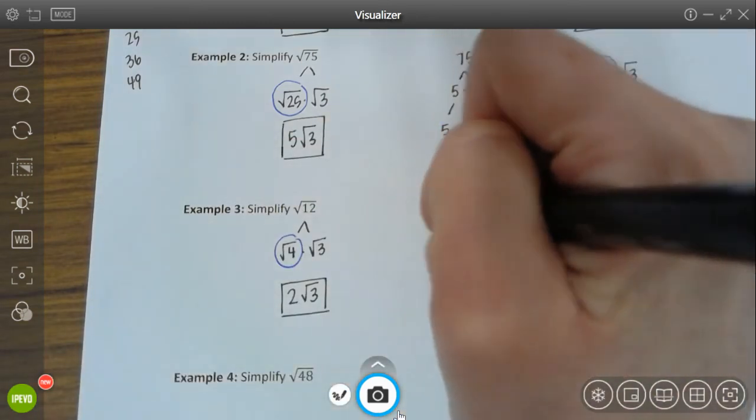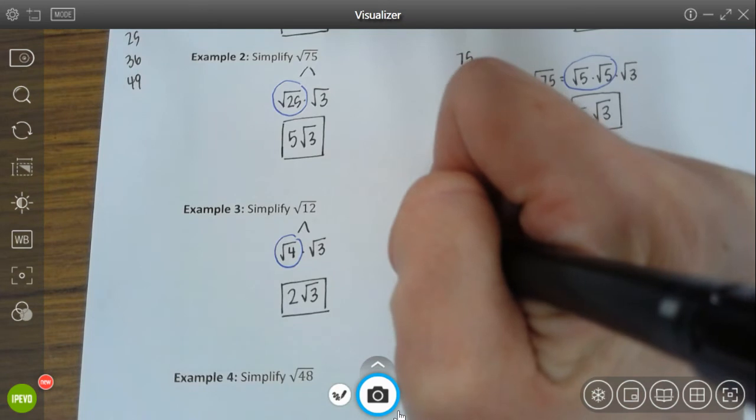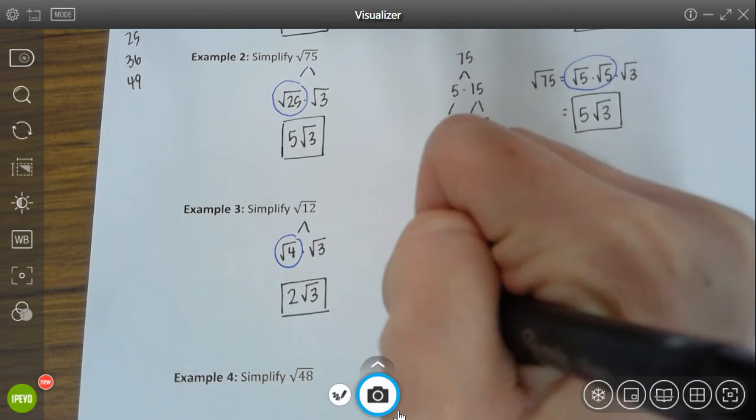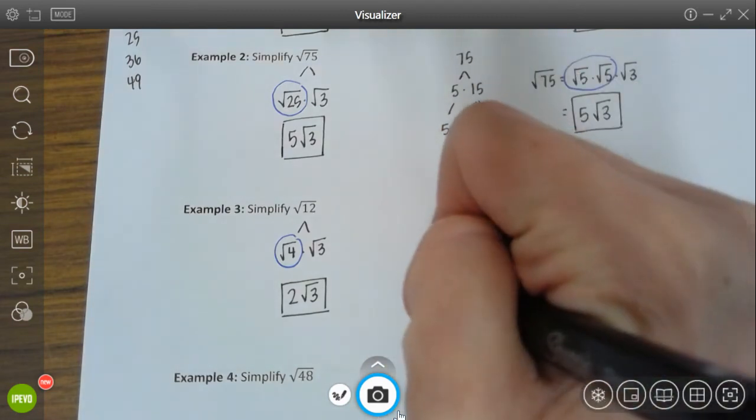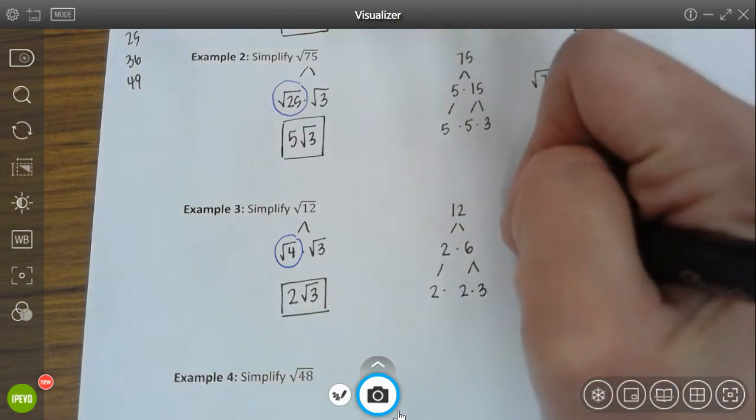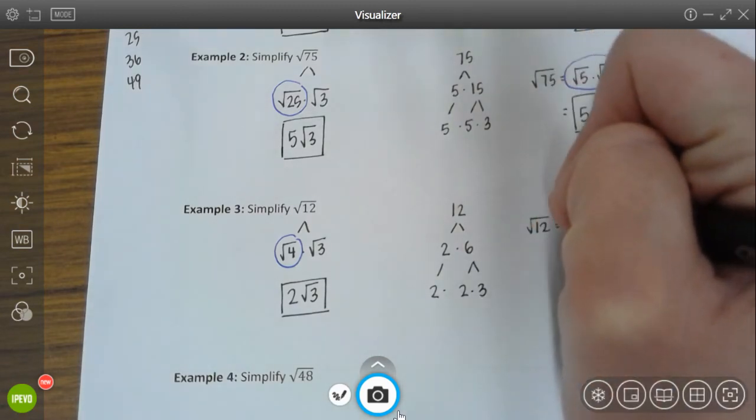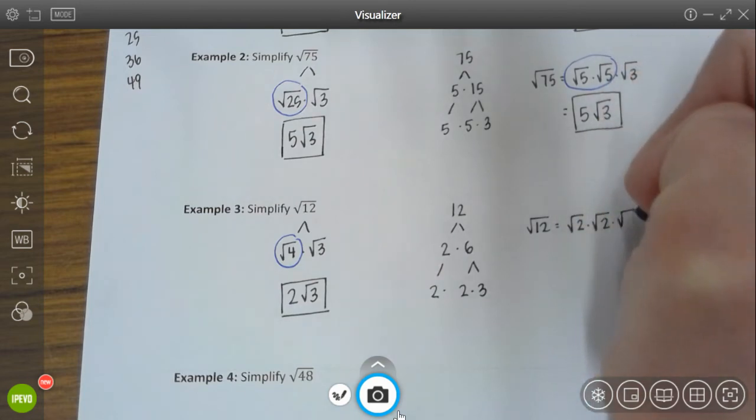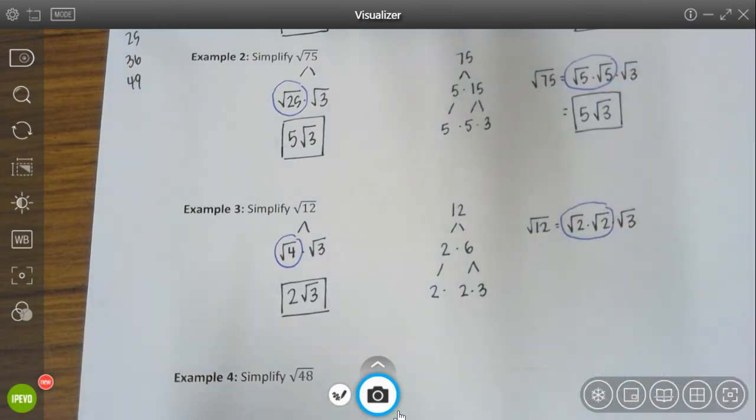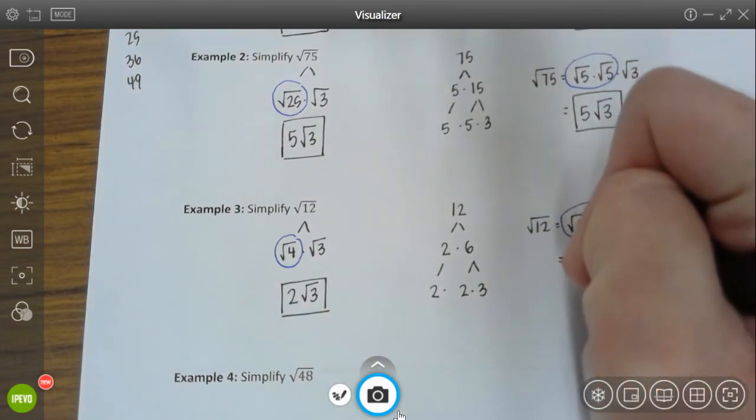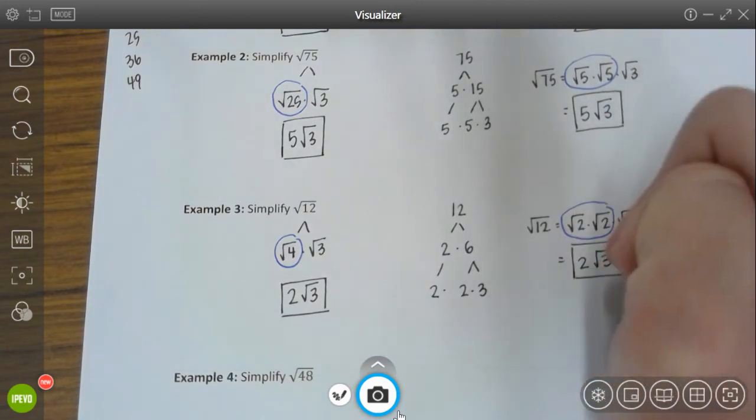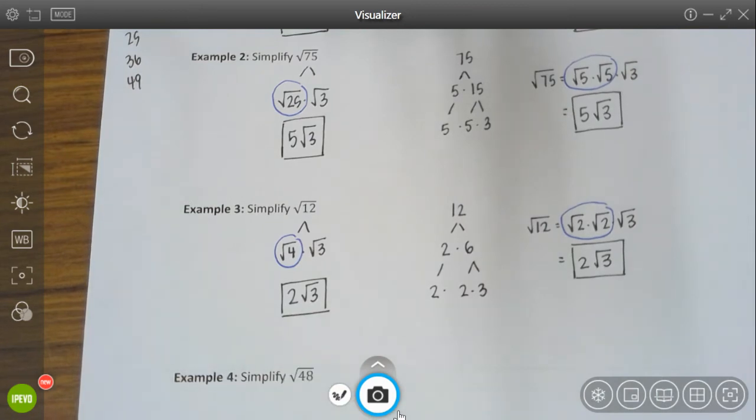If I use the factor tree, I know that 12 is divisible by 6, so I can write that as 2 times 6. I can still break 6 down, so I'll pull down that 2. 6 I can write as 2 times 3. And here's my smallest number, so I'm going to rewrite this as the square root of 12 is equal to the square root of 2 times the square root of 2 times the square root of 3. Here's a pair of square roots here. Square root of 2 times the square root of 2 is just 2. And I can bring down that extra square root of 3 on the outside. So 2 times the square root of 3, which is exactly the same thing that we got over here.